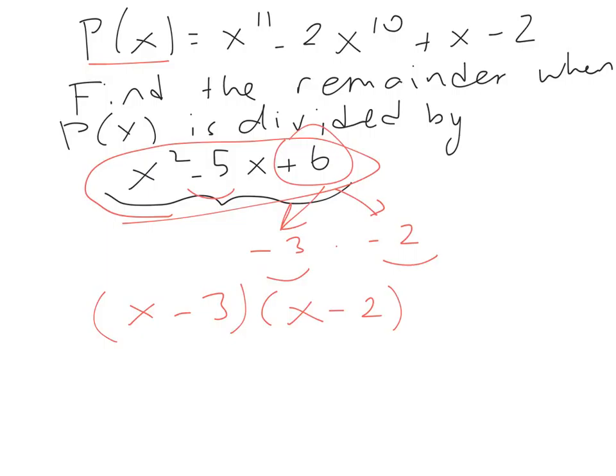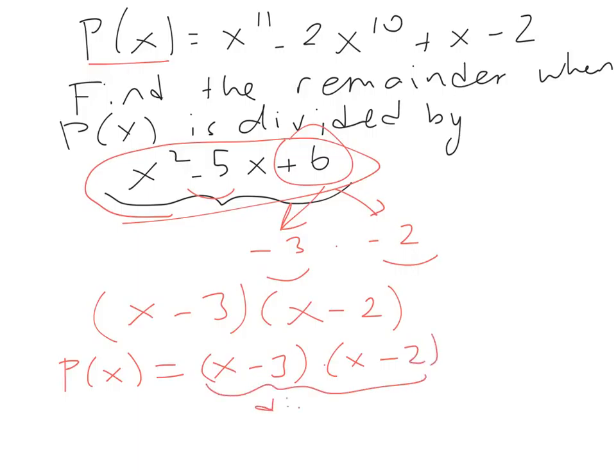And we can write it as P(x), which is the dividend, equals (x - 3)(x - 2), this is the divisor, times Q(x), which is the quotient, plus ax + b. Why do I say ax + b?